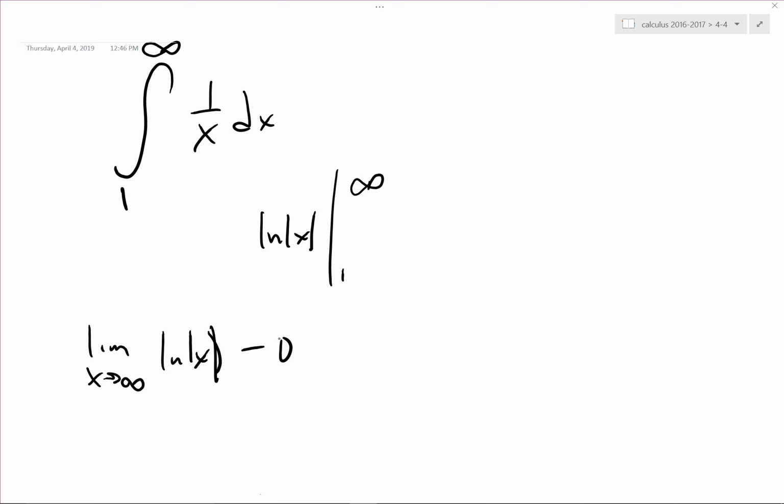What happens to the natural log as x goes to infinity? It does not go to 0. Grab your calculator, graph ln of x, and see what happens to it as x gets huge.